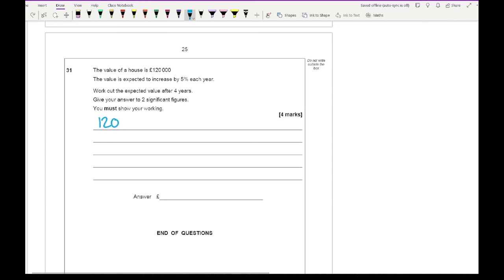So to do it all in one line, we do the original amount. Now 100% plus 5% is 105%. Now if I convert that into a decimal, I get 1.05. So if I then multiply this by 1.05 and then raise it to the power of how many years, I get this calculation. So all I need to do is type this into my calculator.